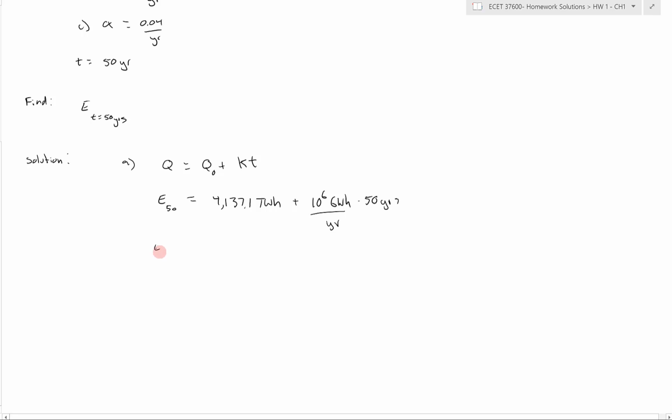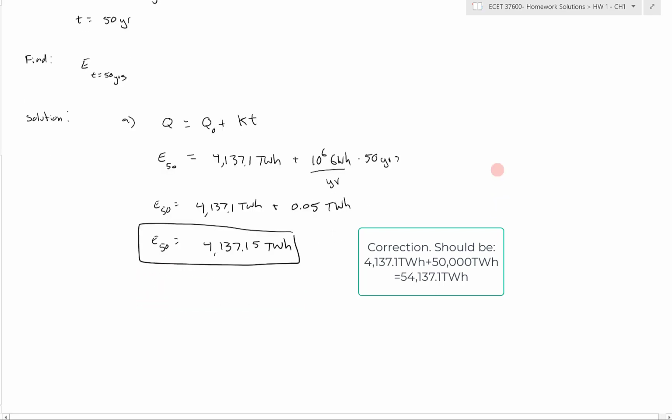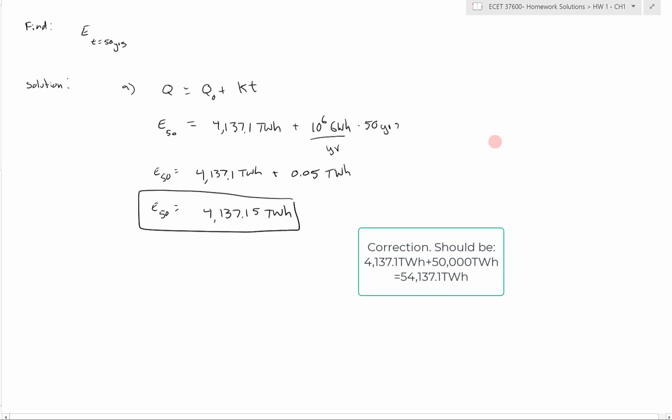So we end up getting E50 is equal to 4,137.1 terawatt hours, and we're going to add on to that 50 times 10 to the 6 gigawatt hours. If you do the multiplication out and move the decimals appropriately, you'll find that's 0.05 terawatt hours. So E50 is going to end up being 4,137.15 terawatt hours. So the linear growth model predicts a 0.05 terawatt increase over 50 years. So relatively small total increase.